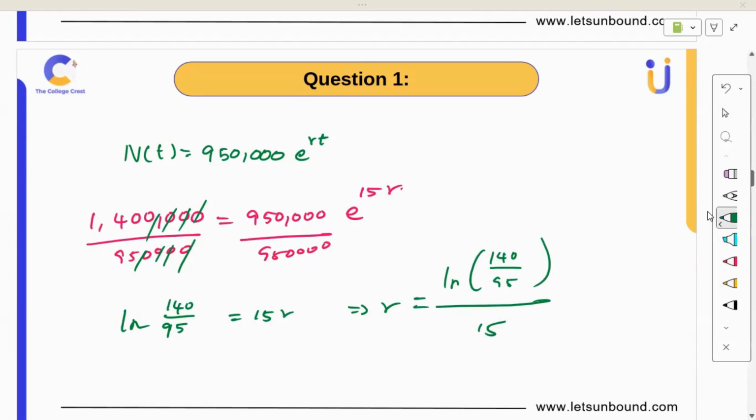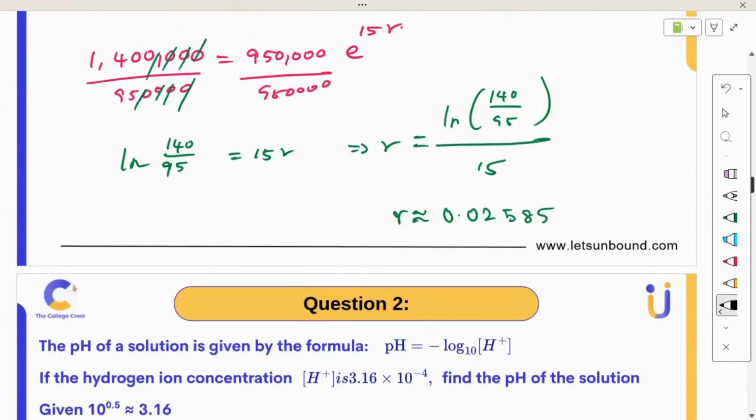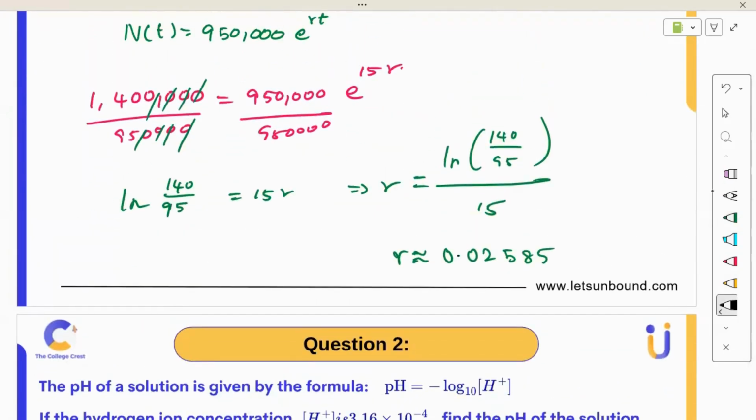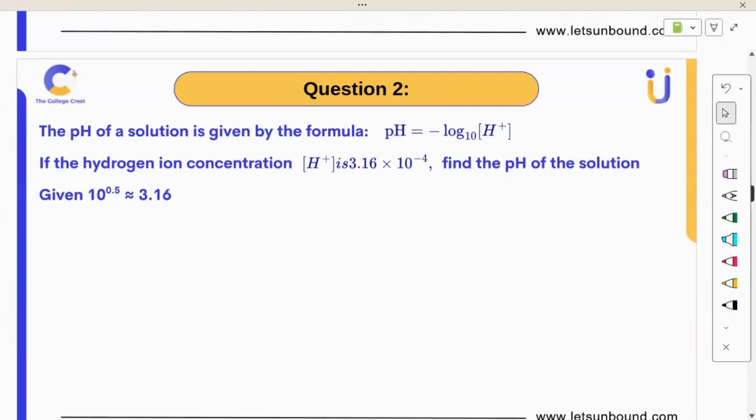So you will get, again this is a calculated part, approximately 0.02585. But they want this as growth rate percent, not in decimal form. Very simple, you multiply by 100, it will become approximately 2.59%. Always go for 3 significant figures.